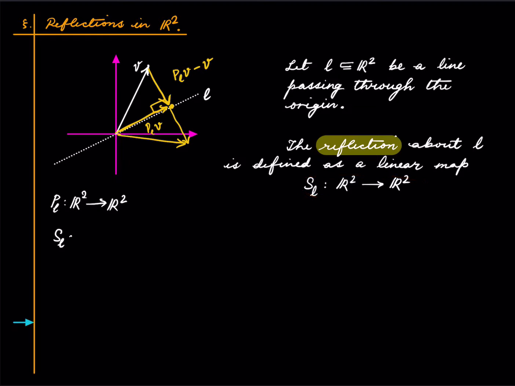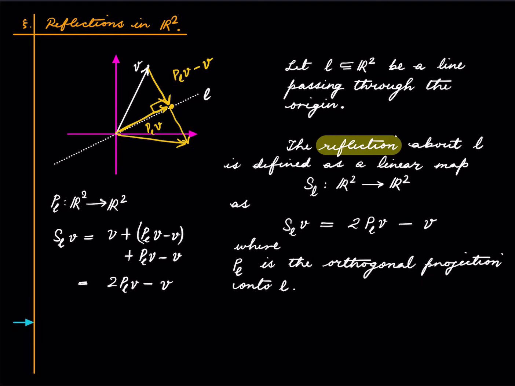SL of v is v plus PLv minus v and then another PLv minus v. So that turns out to be equal to 2 PLv minus v. Right, so I had written the same thing here. Basically I wrote it in one shot here. So SLv is equal to that, where PLv is the orthogonal projection onto L. So anyway, the geometric picture is very clear. The linear algebraic way to express it may at first sight seem mysterious, but it is not. Okay.